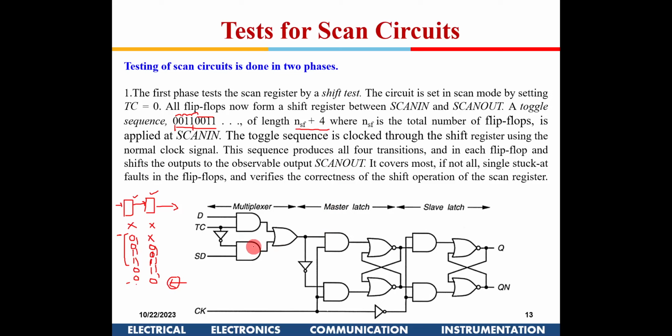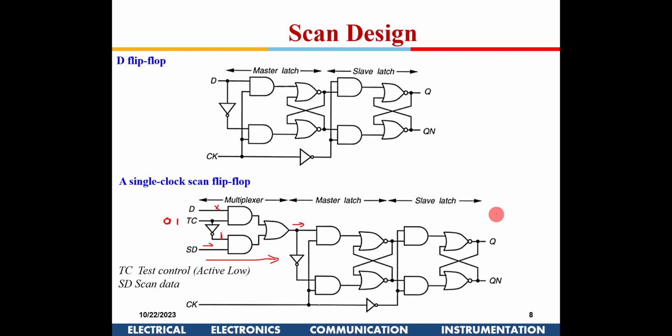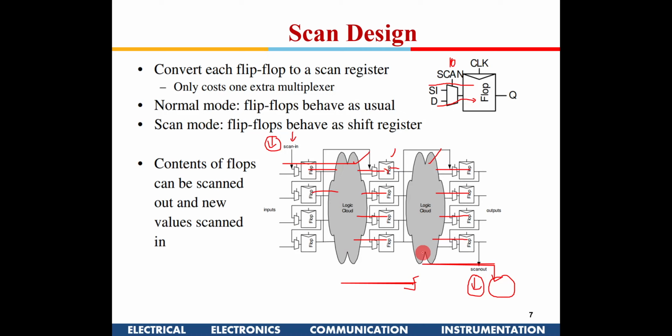Now having done that, after that we need to check the combinational logic. So we'll load the combinational circuit. Suppose there are several combinational circuits, there is one combinational circuit here, one combinational circuit here, so there could be so many combinational circuits out here. Let me go back to this figure, I think this is better. Now this is a combinational circuit, this is a combinational circuit.